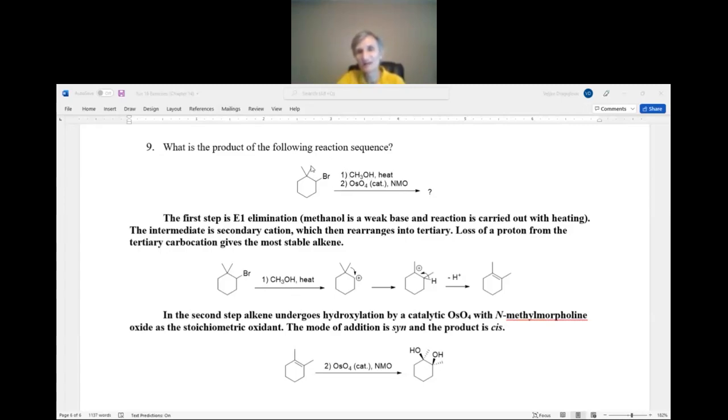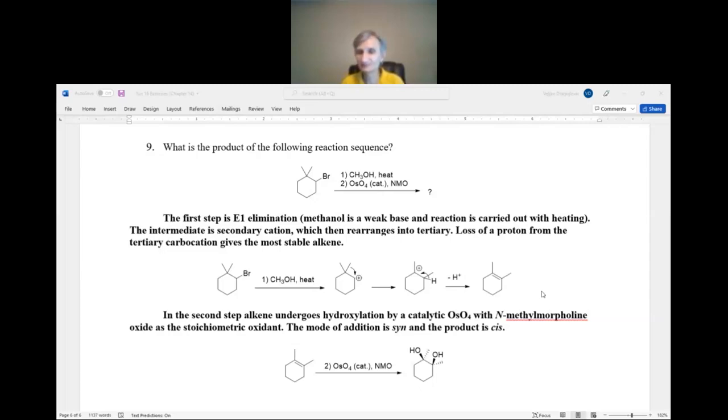So first you have a reaction of 2-bromo-1,1-dimethylcyclohexane with methanol with heat. And then after that reaction is over, treatment with osmium tetroxide and N-methylmorpholine oxide. So the first step is E1 elimination, because methanol is a weak base and the reaction is carried out with heating.